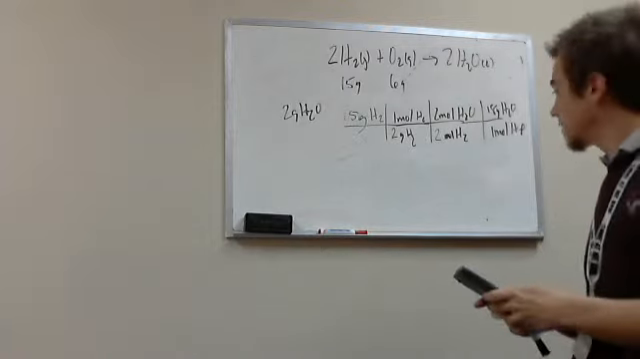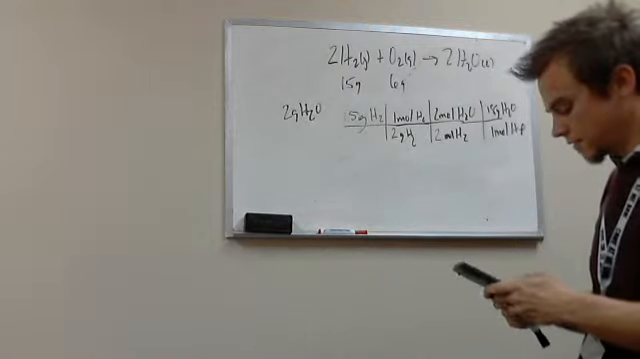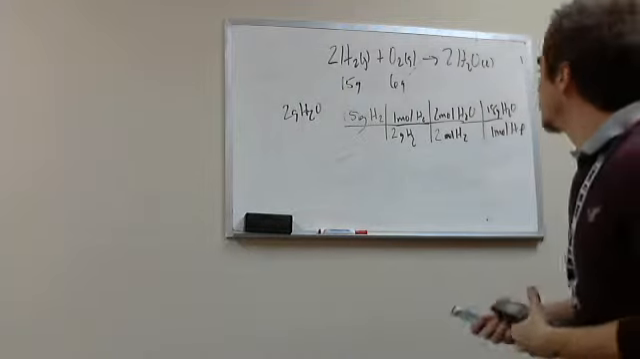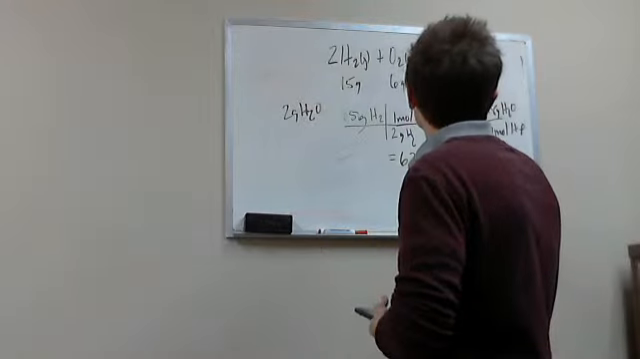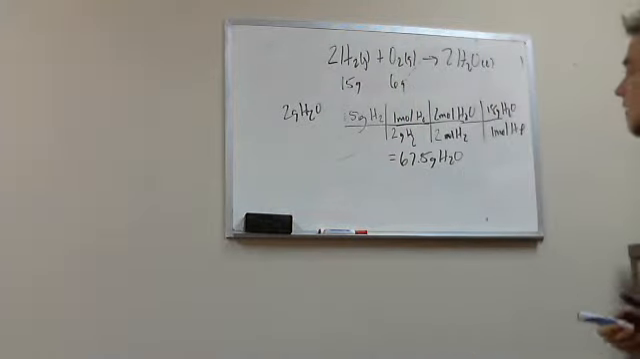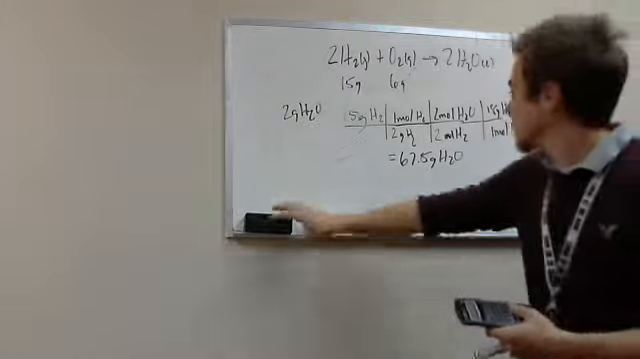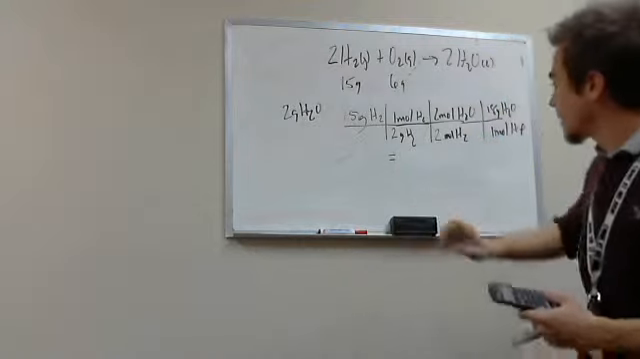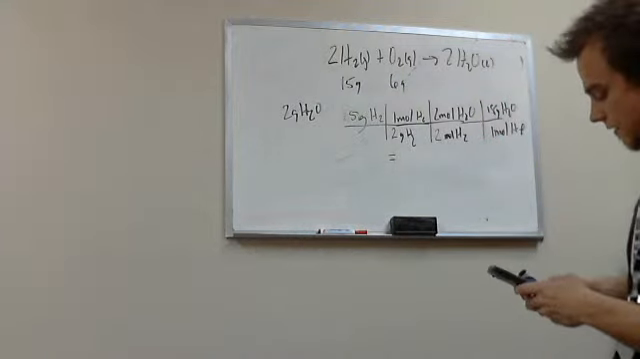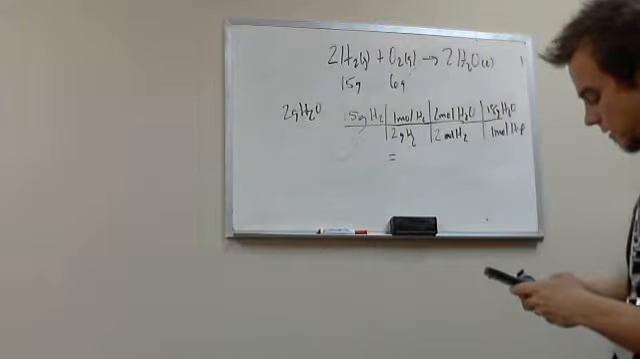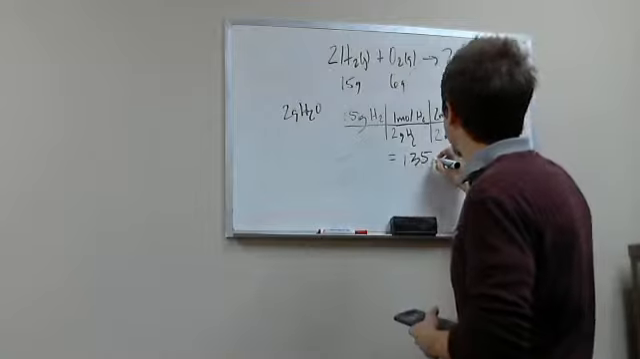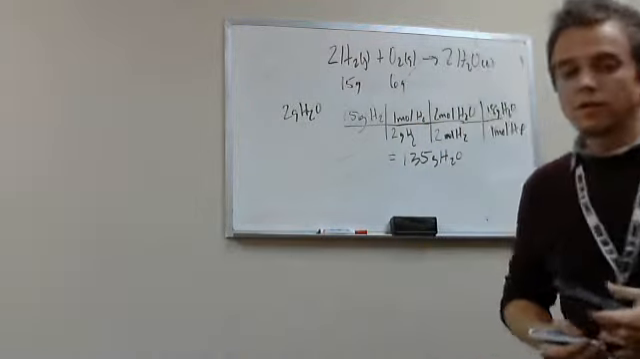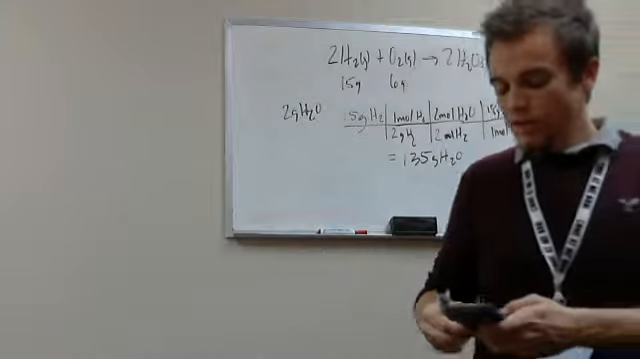Now, whenever we do this, we get 67.5 grams of water that can be formed. Let me do that again. I think I messed up on my calculation there. 15 times 18 divided by 2. Yeah, there we go. 135. Much better. So 135 grams of water could be formed.